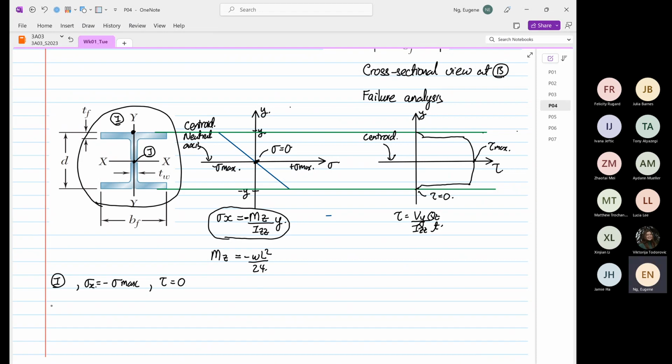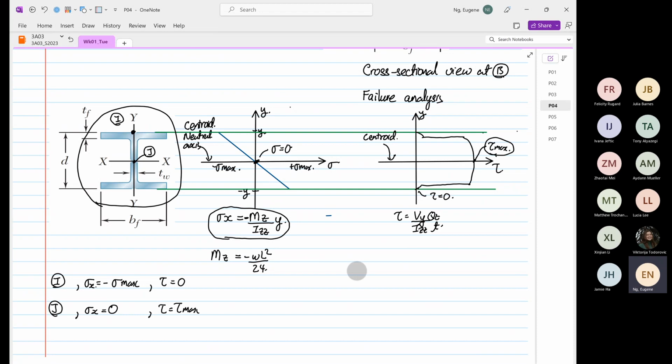Then we look at point J. At point J, stress X is equal to 0. The shear stress is equal to tau max, because over here we have our tau max. This is also no good, because we totally throw out the normal stress and just focus on shear stress. So where is the right point to calculate this?